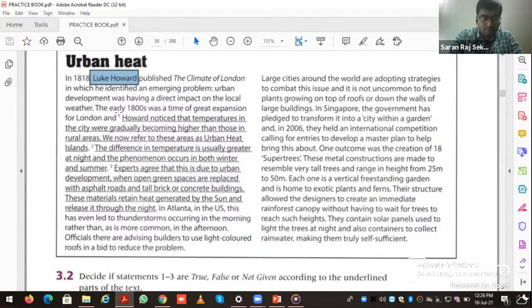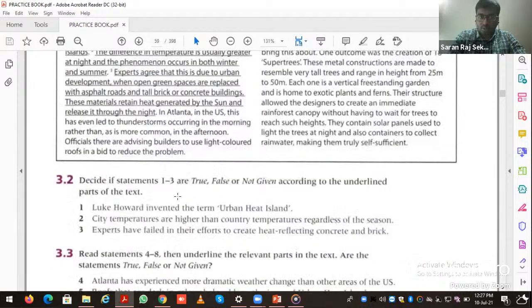So again, they have mentioned Howard here. He noticed the temperature difference becoming higher than those in the rural areas. We now refer to these areas as urban heat islands. So here, if you see this line, "we" refers to the people or the writer. It's not about the Howard who invented this place, because it's the people who refer to this place as urban heat islands. But what does the statement say?